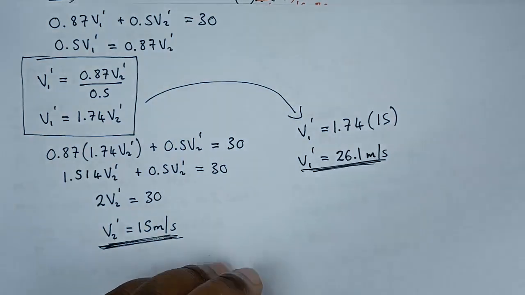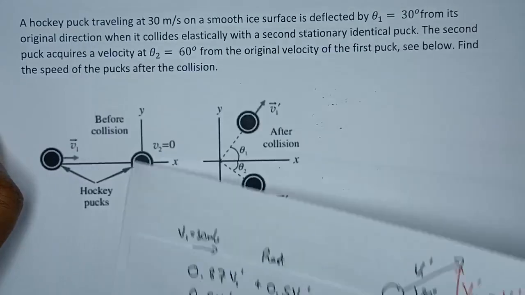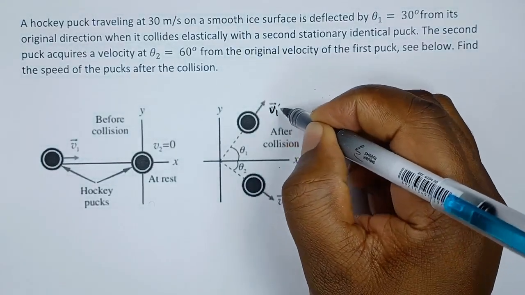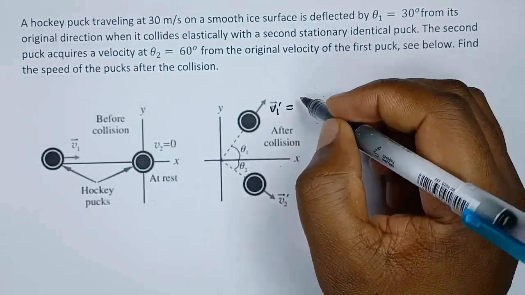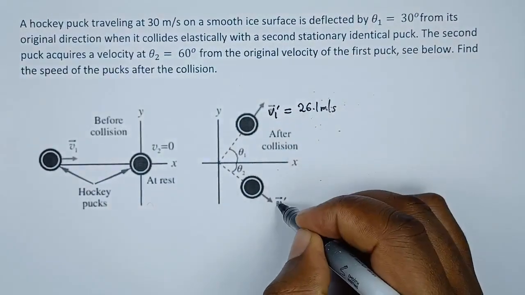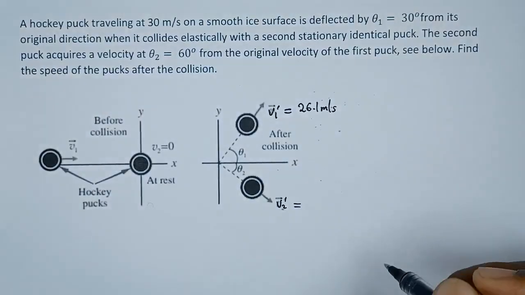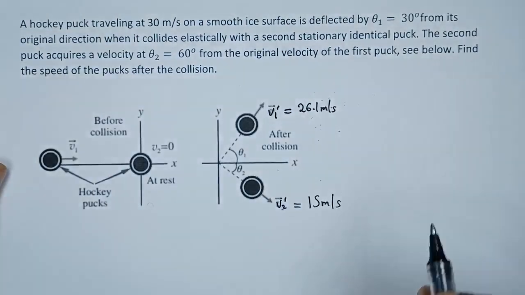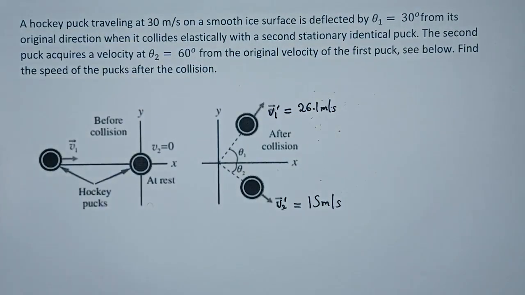So if we go back to our original question, we're going to see that for velocity v1 prime, we have found 26.1 meters per second, while v2 prime, we have found 15 meters per second. So there we have it. This is how we break down this question.